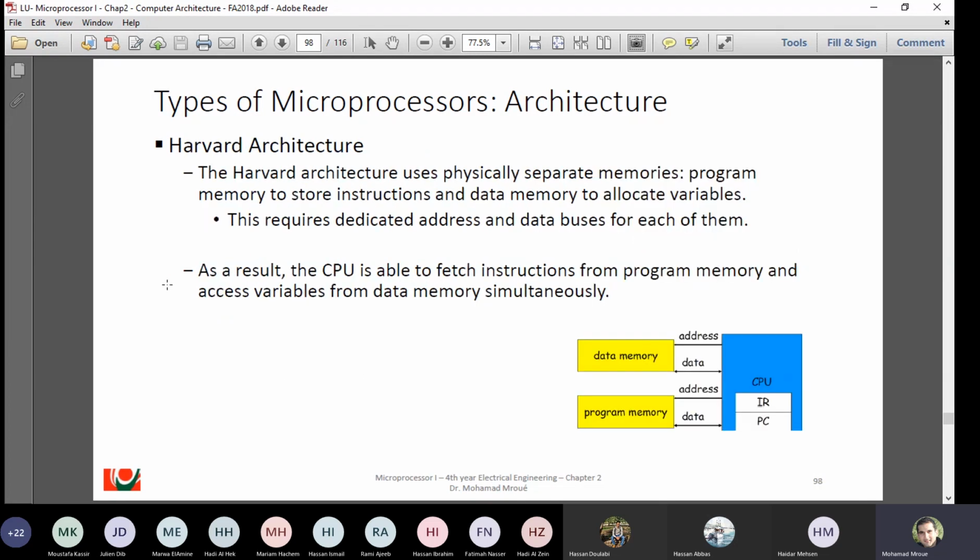For the Harvard architecture, it uses physically separate memories: program memory to store instructions, data memory to allocate variables. This requires dedicated address and data buses for each of them. As a result, the CPU is able to fetch instructions from program memory and access variables from data memory simultaneously. Okay, at the same time, meaning.